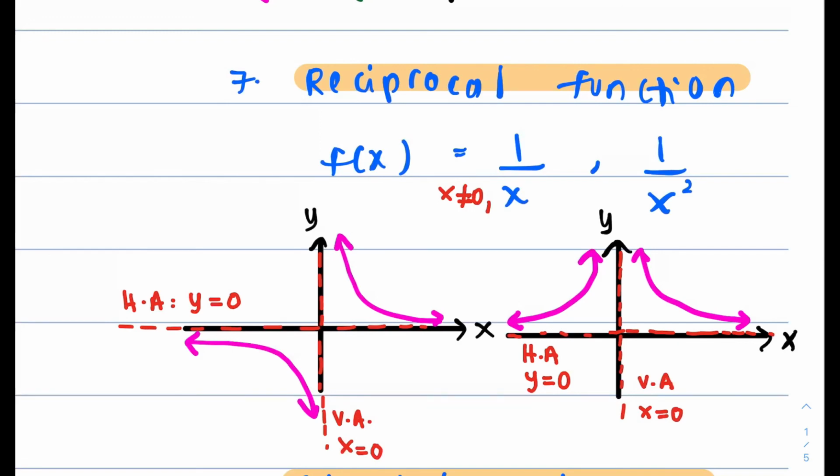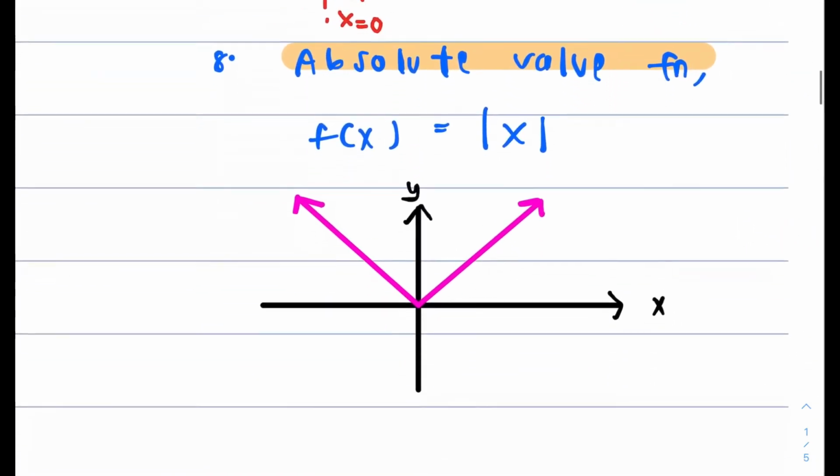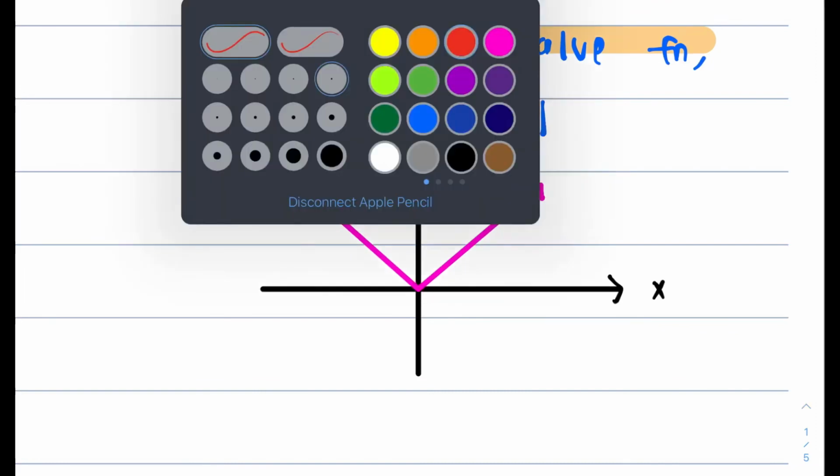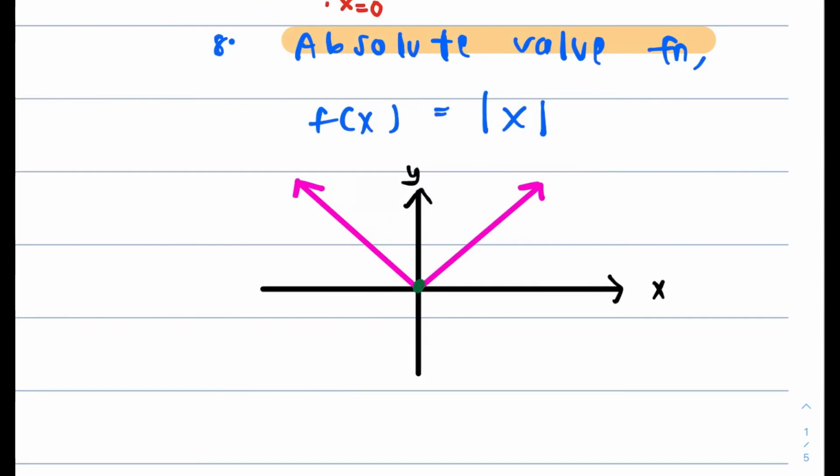Now the last graph would be your absolute value graph. The basic graph is absolute value of x. So you're going to have a V-shaped graph, and you're going to have the basic point at 0, 0. If you substitute 1 into the function f(x), you will have 1, so 1, 1. And if you put negative 1 into the function f(x), you will still get 1. So that's why your basic points are negative 1, 1 and 1, 1.